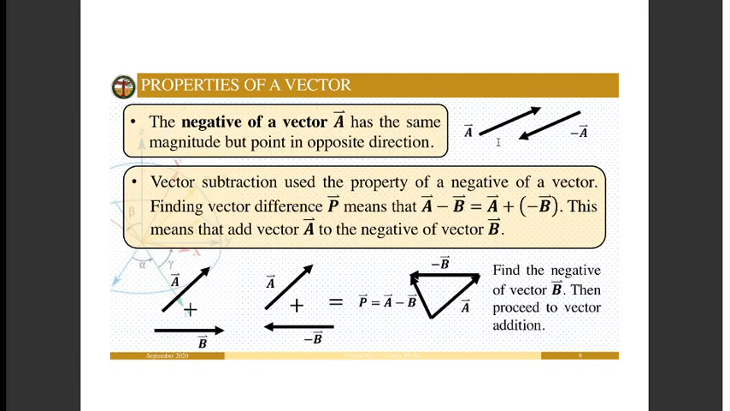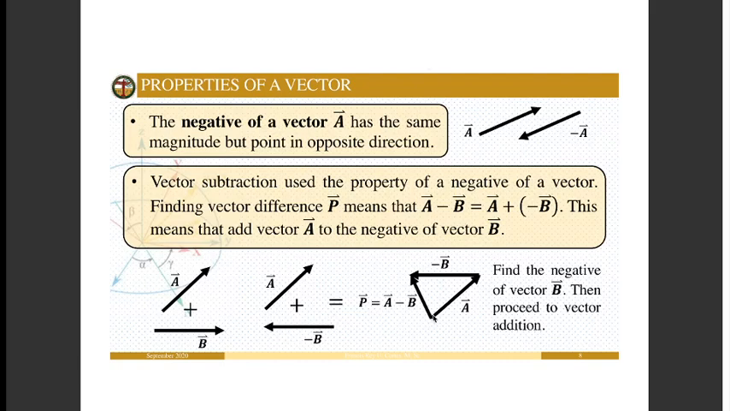So okay, for example, ito si A tsaka ito si B. Now I want to find their vector difference. So what you're going to do is you have to take the negative of the vector B, then proceed to addition. So after getting the negative of vector B, then proceed to addition.